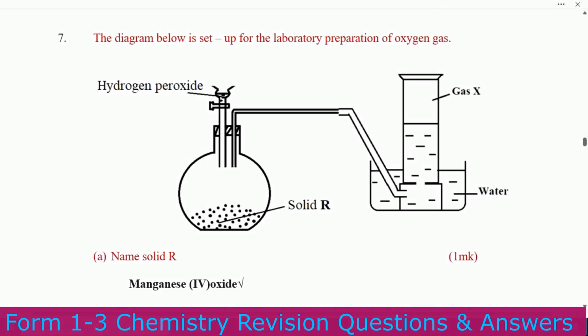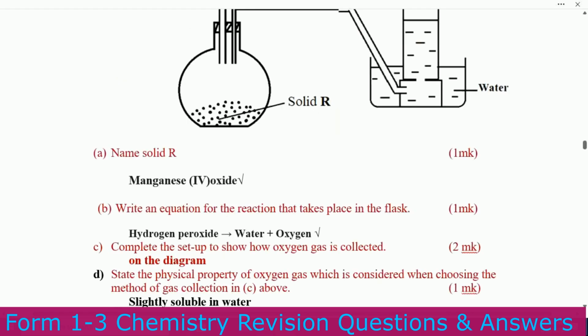Number 7, we have another diagram here, and you are told the diagram below is set up for the laboratory separation of oxygen gas. So we have hydrogen peroxide, then we have gas X, you can see we have water, then we have solid R. You are told to name solid R. That one is manganese 4 oxide.